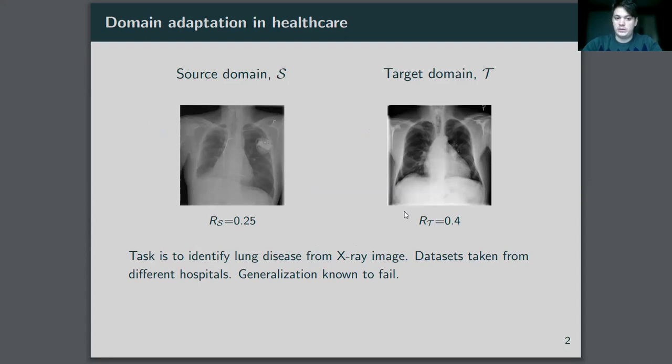So the task would be to identify a lung disease, let's say, and we would have somewhere around 25% error on the source, but when we then deploy to the target, we would have something like 40% or more error, which would be quite the degradation of performance. And this is not uncommon, especially not in this setting, but also in others.